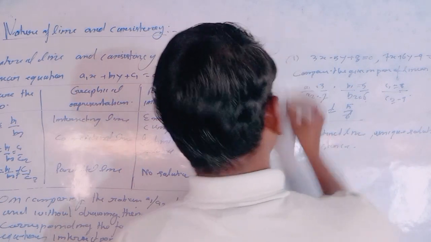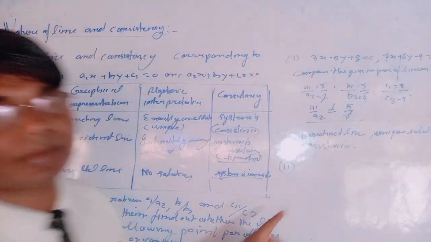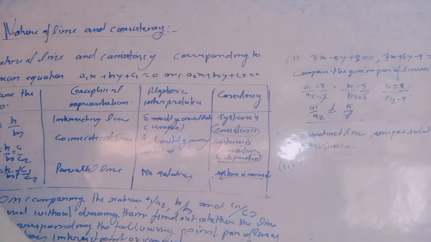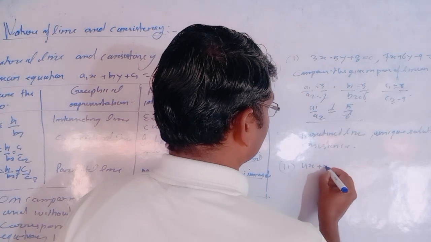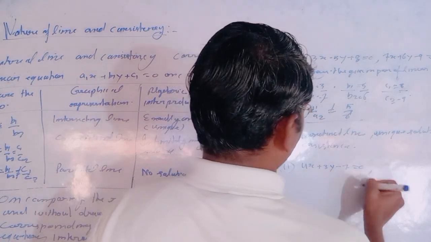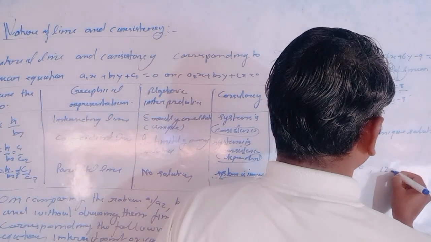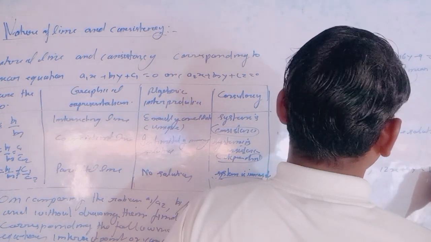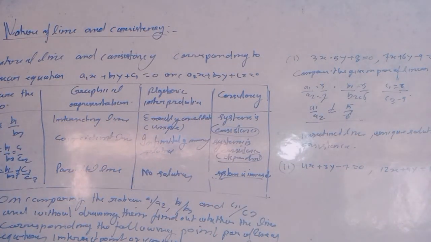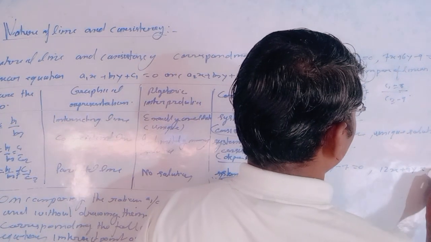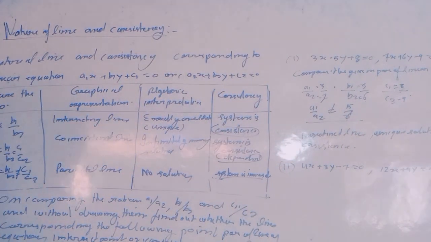Suppose, for example, we take a second example. Here is the second example: 4x plus 3y minus 7 is equal to 0, and the second equation is 12x plus 9y minus 21 is equal to 0. So these are the given equations.